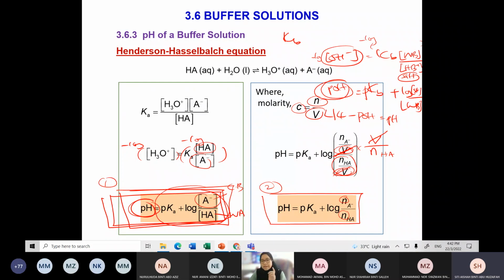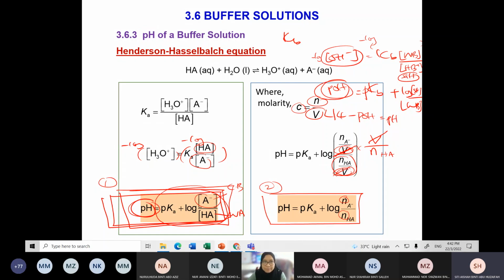This is based on the understanding that both components are in the same solution. Only then can we ignore the volume, because at the end of the day it will be the same and it will cancel out. So remember the formula right now: pKa plus log of conjugate base or salt over the weak acid.